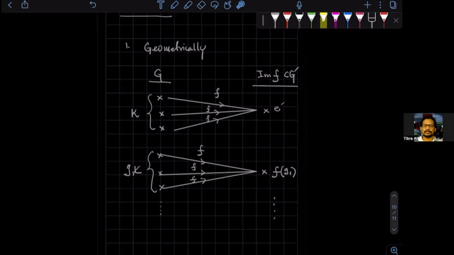But what is happening is that all the elements in one coset are being mapped to one element in the image of F. So we can think of this coset being mapped to this element in the image of F, and this coset being mapped to this element in the image of F, right? And the map from the coset space to the elements of the image of F is the isomorphism that we are talking about in the first isomorphism theorem.